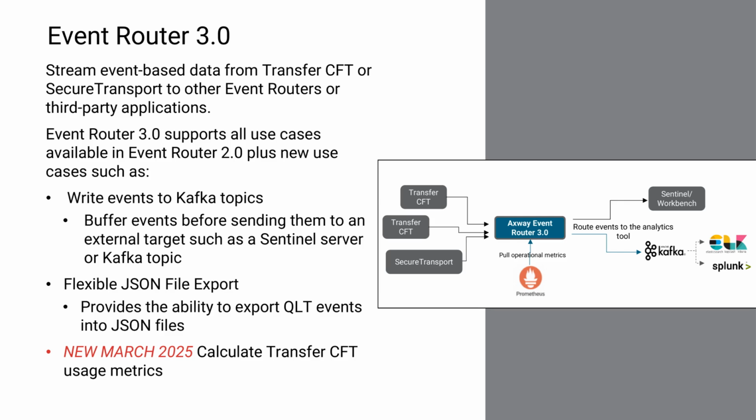Event Router itself on previous versions is already used to scale the volume of monitoring events or to facilitate network configurations. The 3.0 version comes with new use cases such as writing events to Kafka topics or the ability to export QLT events into JSON files. Event Router is able to analyze CFT event data and merge this data into an Axway platform-compatible report for billing purposes.